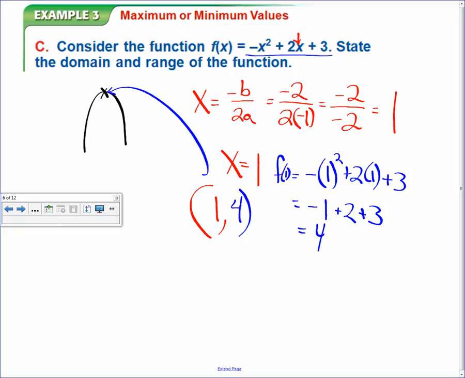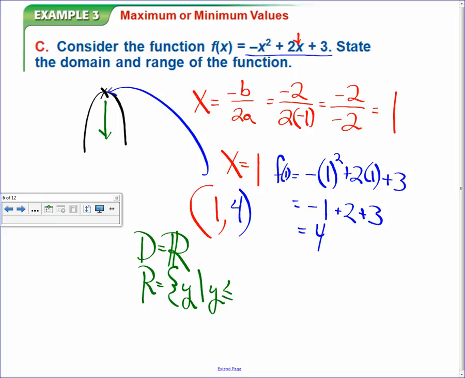Now that I know the location of the vertex and I know that this thing has a maximum for my domain, the domain is all real numbers. The domain is always all real numbers. My range on this one, range is my y number, so my range is y such that, remember, it's all the points that are less than that point, the vertex point. So y such that y is less than or equal to this 4. And that's basically all you do to find the domain and the range.